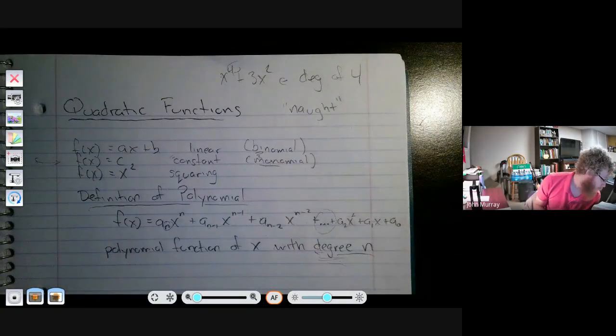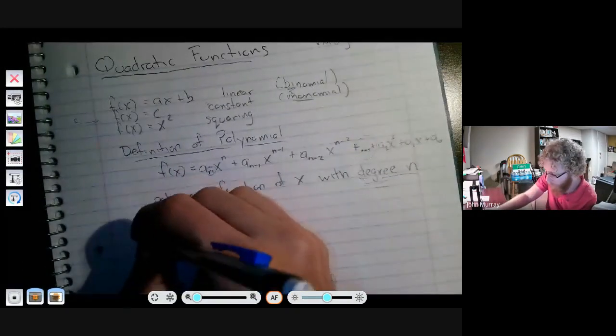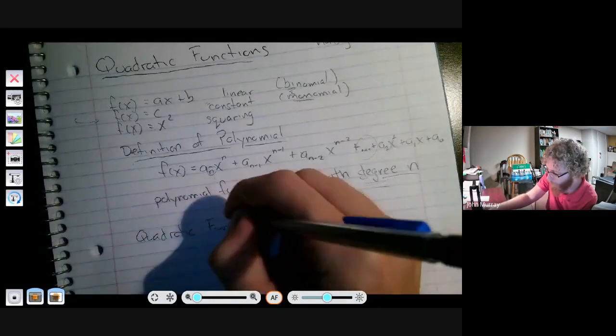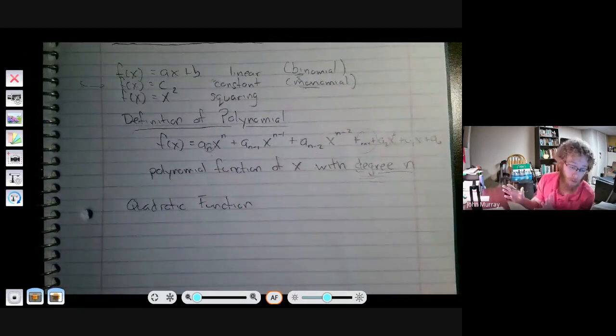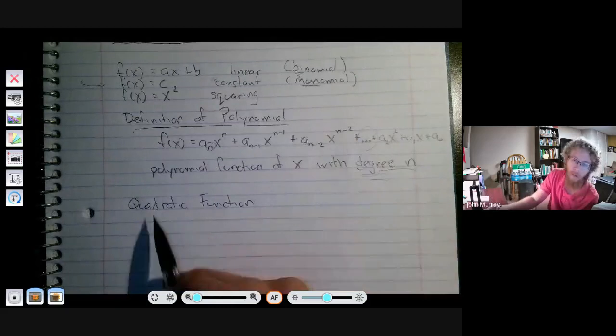Okay, so we're going to be talking about degrees of all types, okay, and their different properties. We'll get into all that. But for today and probably tomorrow, we're just going to be focused on our quadratic function.